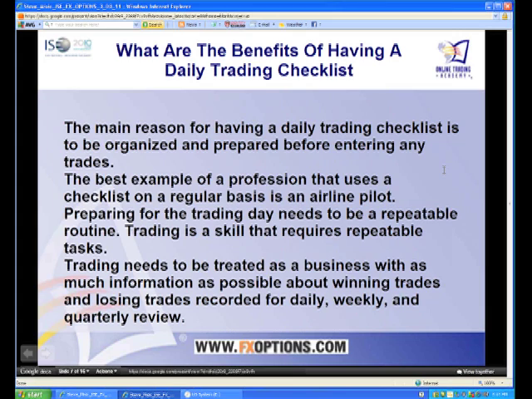And so having a daily checklist, making sure you don't miss any steps, making sure you don't wake up with any surprises is important. And if you start with a checklist right from the beginning, you'll find it so invaluable when you start to trade.